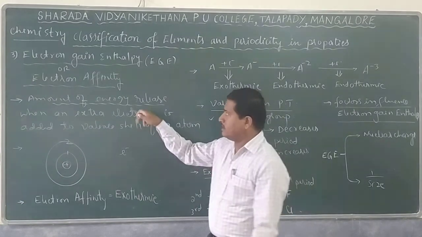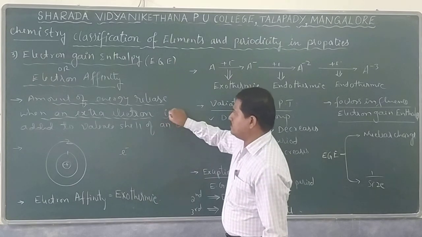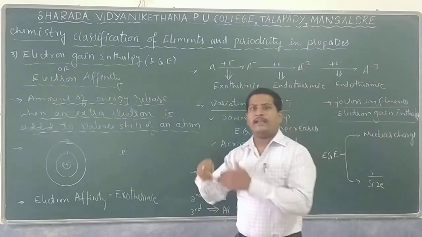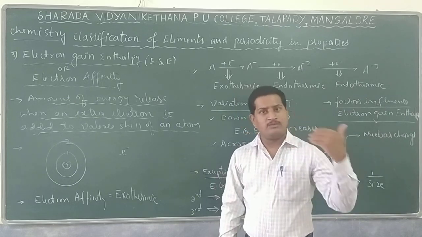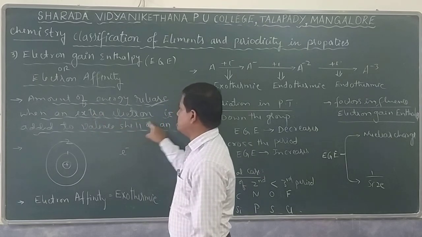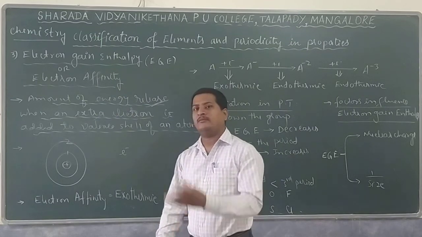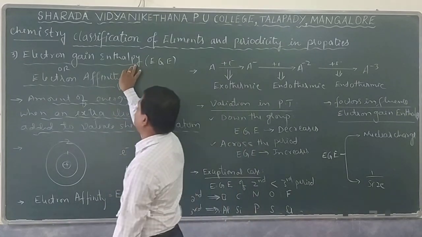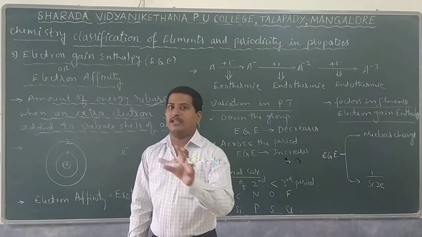There is energy release in electron affinity, when an extra electron is added to the valence shell of an atom. Here we are adding an extra electron to the valence shell of a neutral atom, but in ionization we remove the electron. So the amount of energy released when an extra electron is added to the valence shell of an atom is nothing but electron affinity. As the name indicates, affinity means attraction towards itself. It is also called electron gain enthalpy. Enthalpy is a technical thermodynamic term that tells about the heat content of the system.